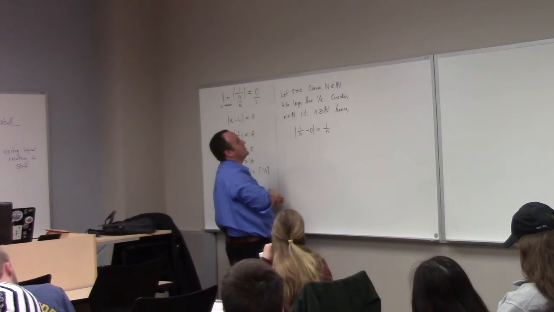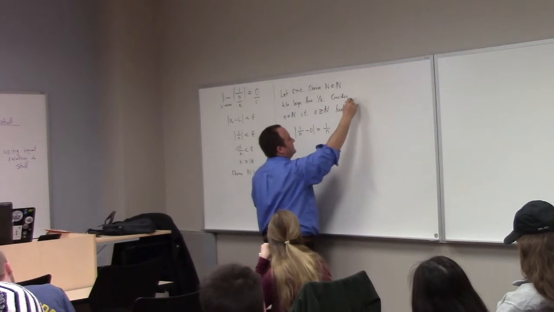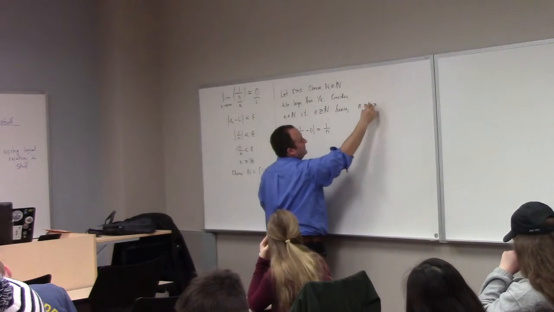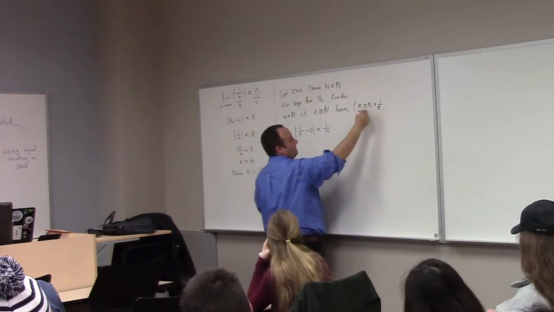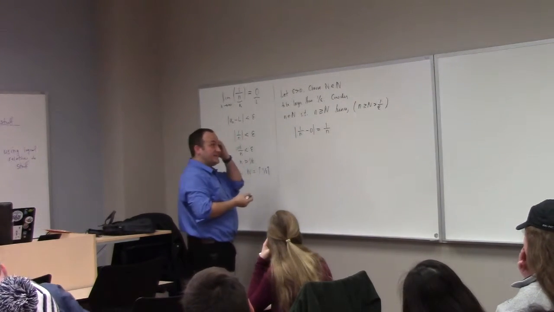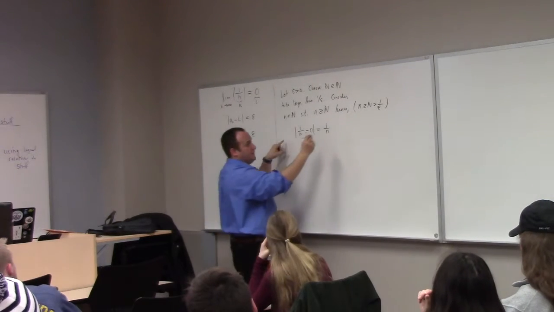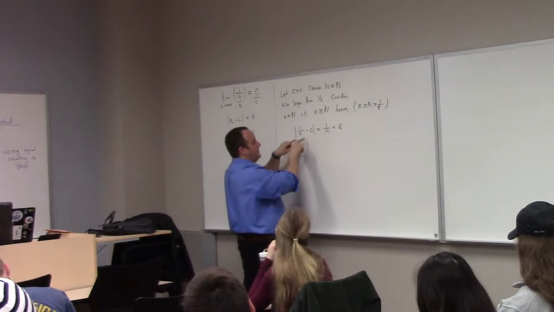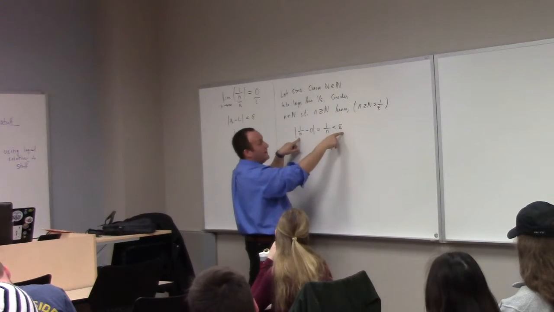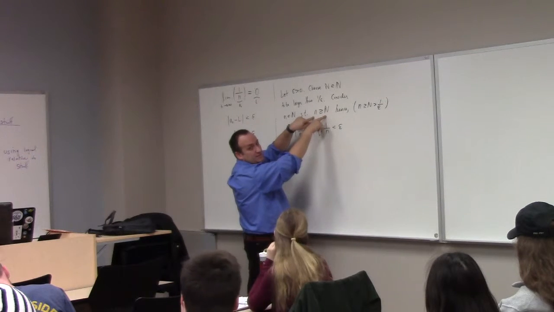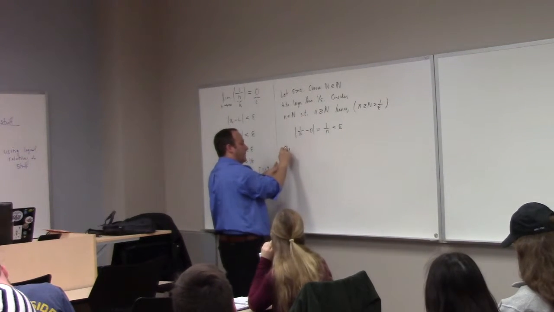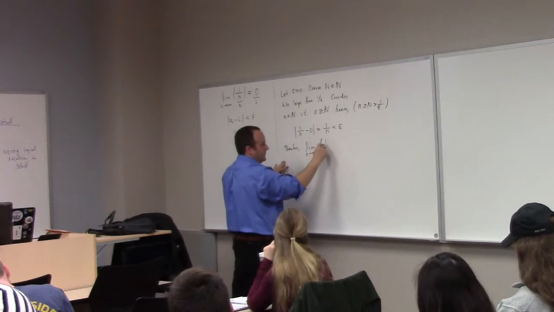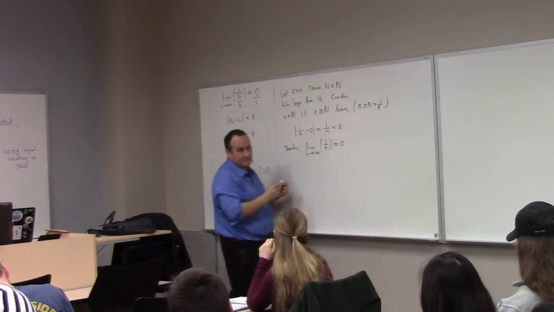Let's see here. I need to collect my thoughts. So I had n greater than or equal to N, which is greater than 1 over epsilon, right? So what's that say? This implies that 1 over n is less than epsilon. So I've shown that the difference of 1 over n and 0 is less than epsilon for all n past my big N. Therefore, the limit as n goes to infinity of 1 over n is equal to 0. Right?